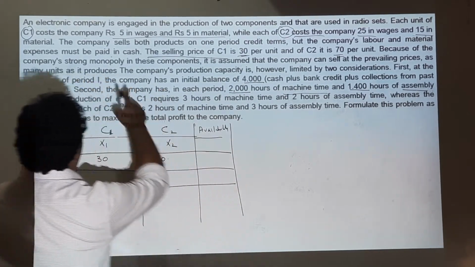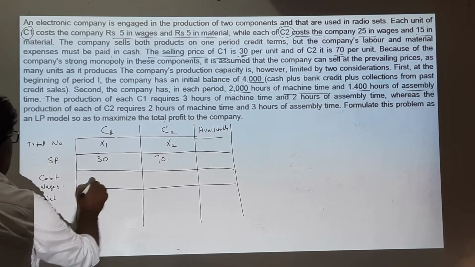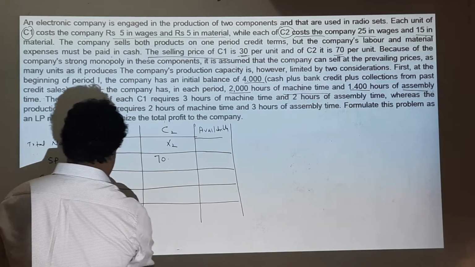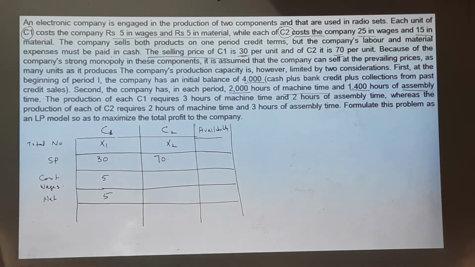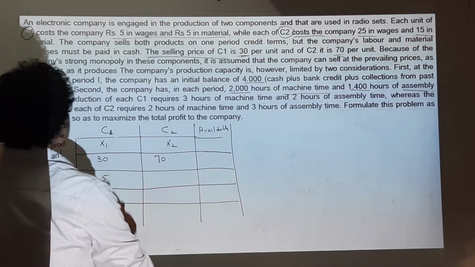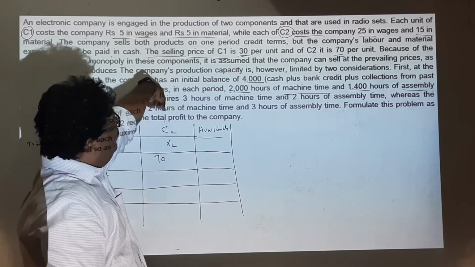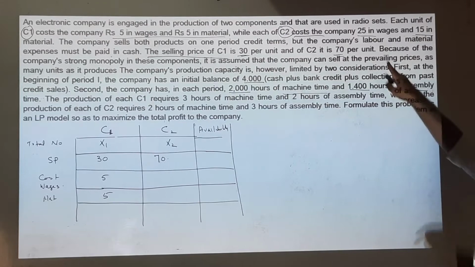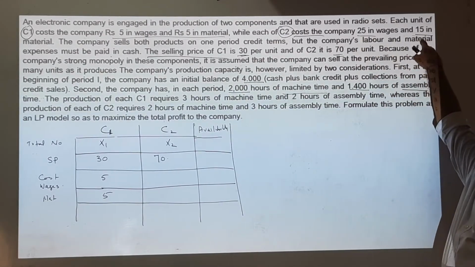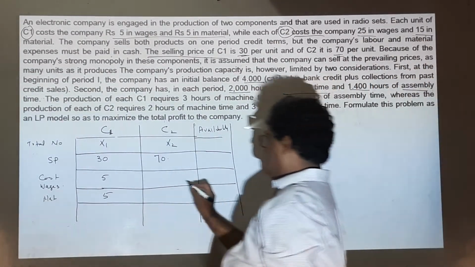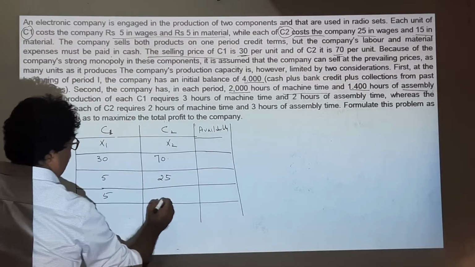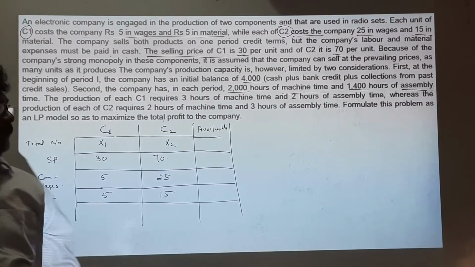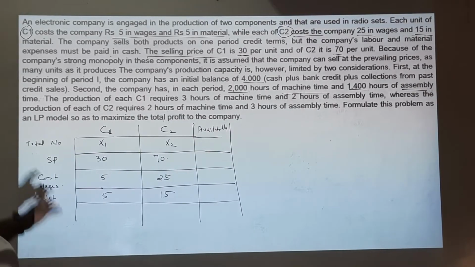So what is the wage? 1 unit of C1 costs you how much? 5 rupees, and 1 unit of material also 5 rupees. Correct, no? Here it is given 5 rupees in wages and 5 rupees in material. But here, 1 unit of C2 requires 25 in wages and 15 in material. Correct, no? So this is 25 and this is 15. Agree with me?